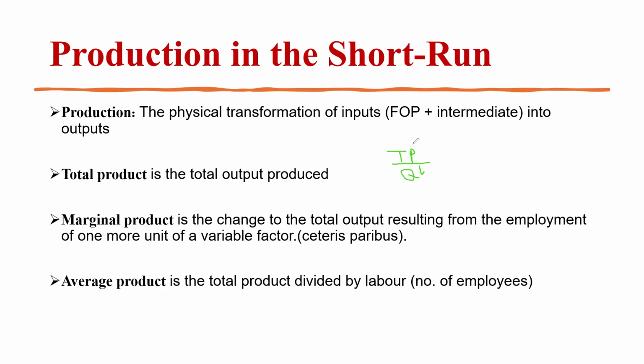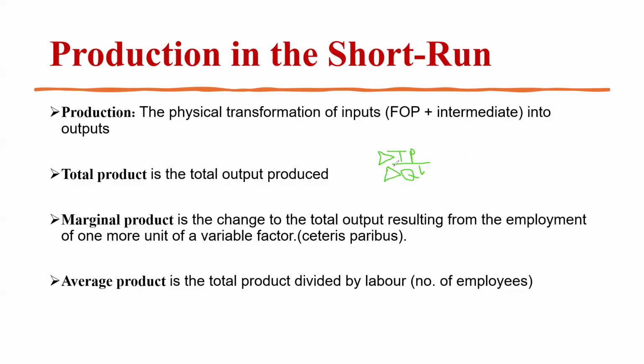It is the extra output that has been produced by the employment of an additional worker, given by quantity of labor. So it's basically a change in your total product. This should be a change here, divided by what? A change in the quantity of labor. Let me not confuse you guys. Let me just write the changes here so that you know.